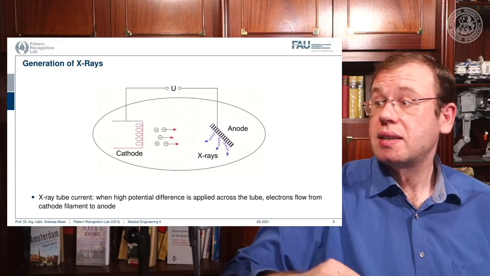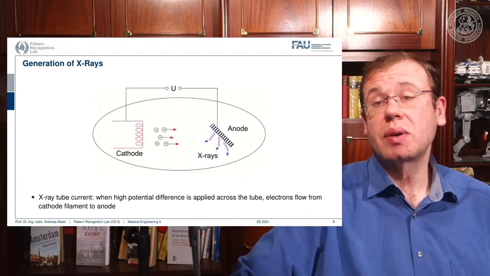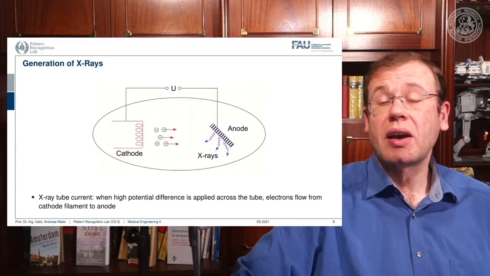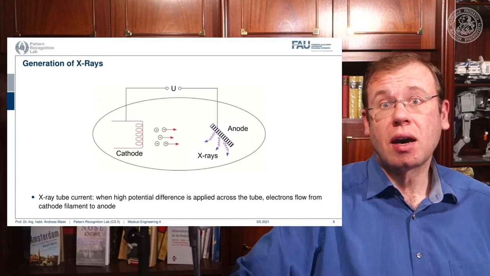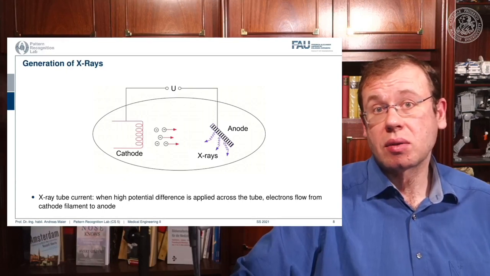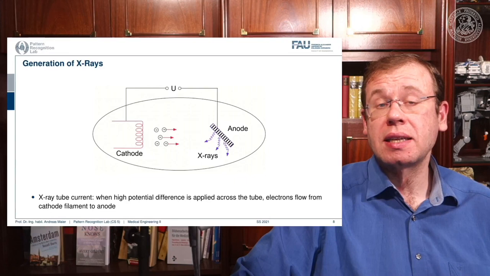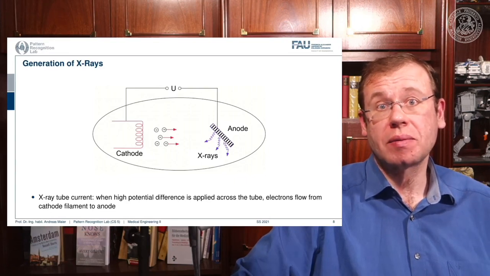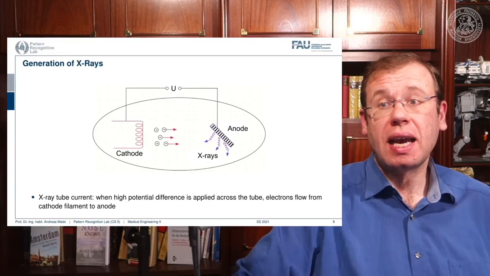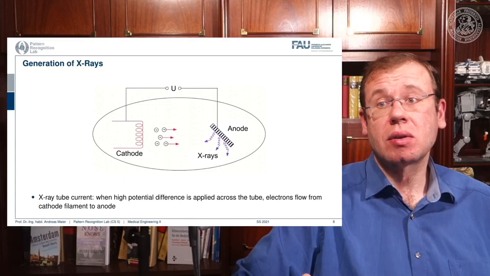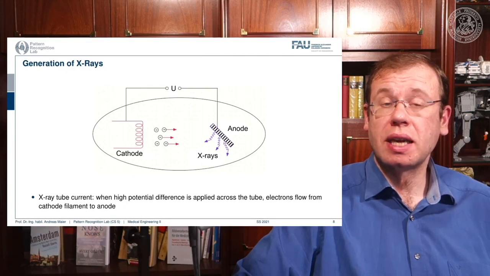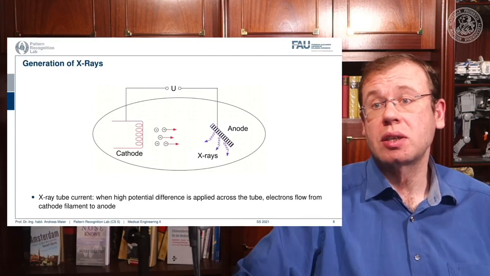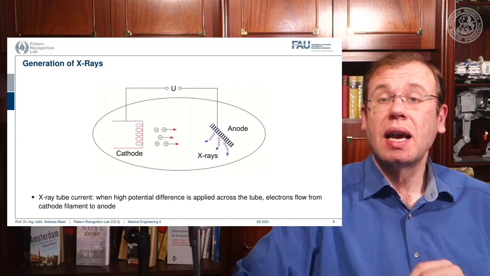What he did is he used this kind of vacuum tube and applied a high voltage, and what happens now is that from the cathode, the electrons are being taken out, so they get accelerated and then they hit the anode. When the electron that leaves the cathode hits the anode, it's converted into electromagnetic radiation, and this electromagnetic radiation is actually the X-rays.